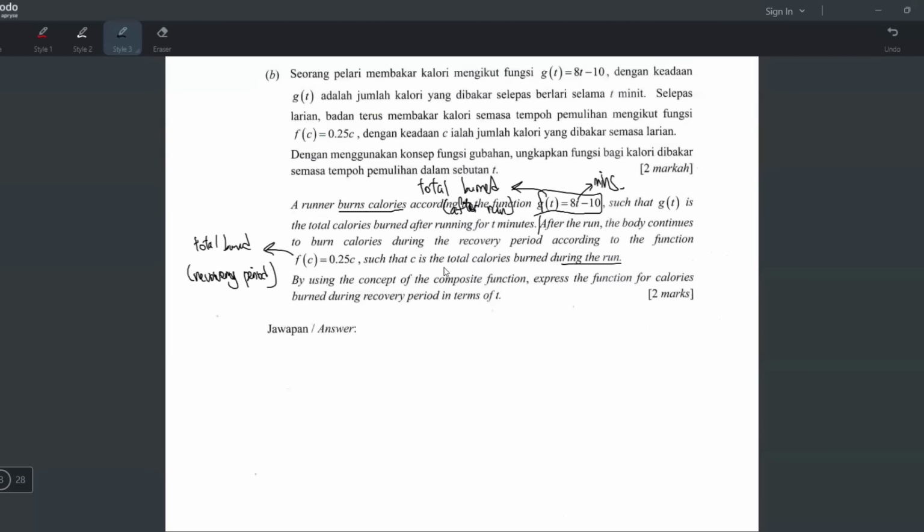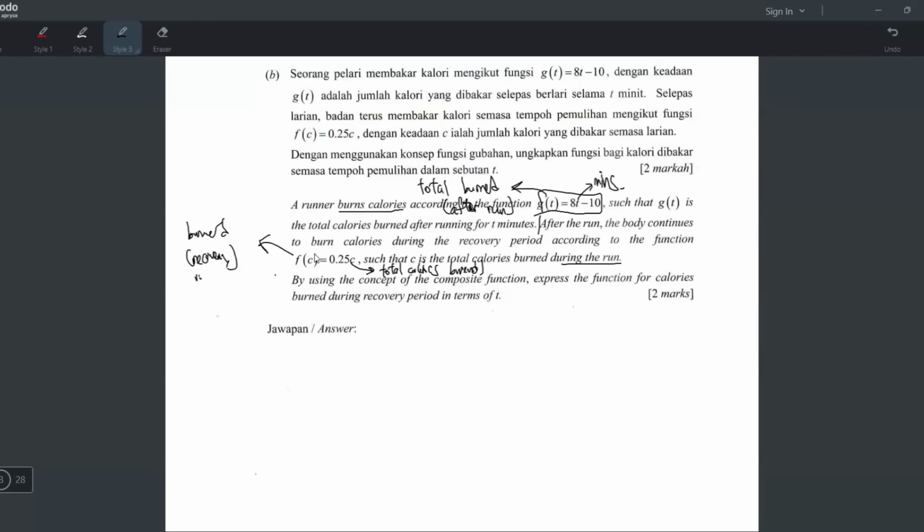Such that C is the... Okay. C. Okay, I made a mistake. Yeah. So FC is actually the C, this is the total calories burned. And then the FC, that one is the body continues during the recovery period. So this one is also calories burned, but during the recovery.